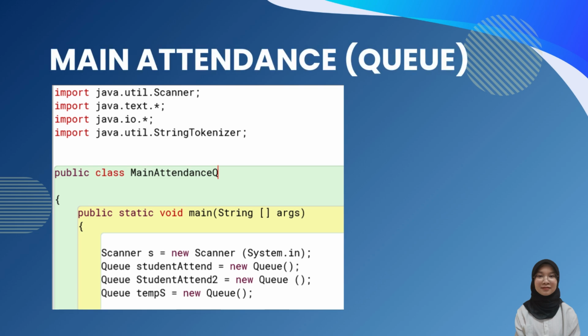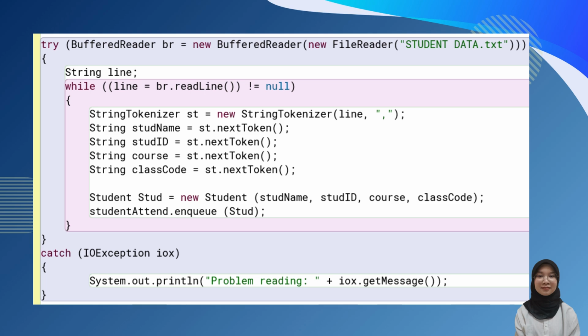Next, we take a look at the second main application, which is the main application for the queue data structure. Firstly, we declare the queues, which are student attend, student attend 2, and temp s. Student attend is a queue to store students who are being processed. Meanwhile, temp s is a temporary queue that is used later for restoring data. We use file reader and buffer reader to read from the file, and then we also use string tokenizer to break the strings in the file data into tokens based on a specific separator, which in this case is a comma.